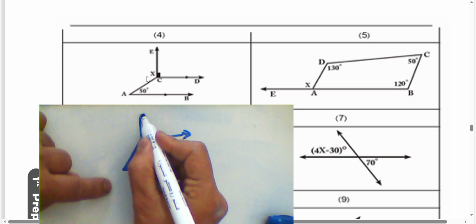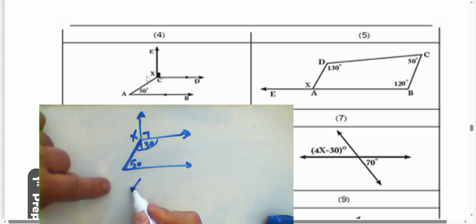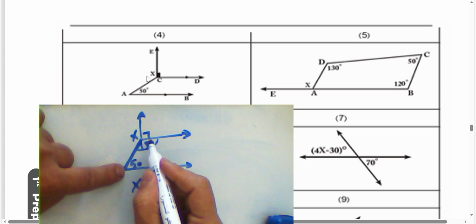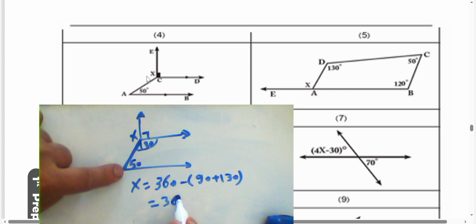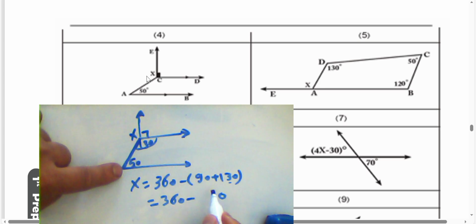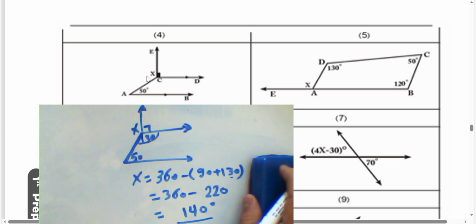X will be what? We have 90 degrees, and the measure of angle x equals 360 minus the sum of 90 and 130. Then we can write 360 minus 220: 10 minus 0 is 0, 6 minus 2 is 4, 3 minus 2 is 1. Then the answer will be 140. The measure here is 140.